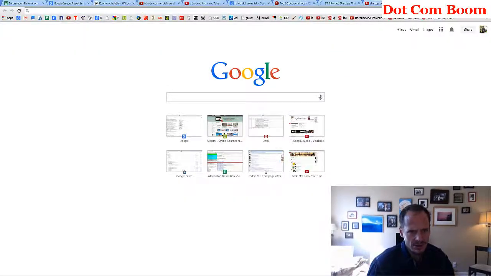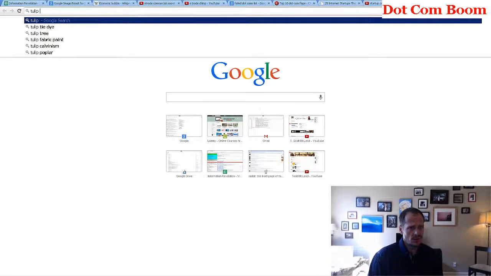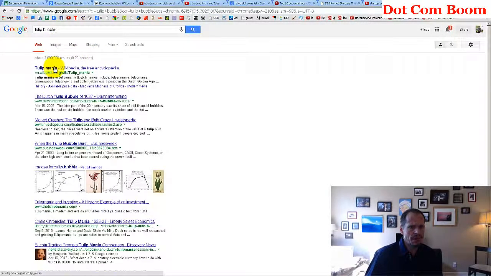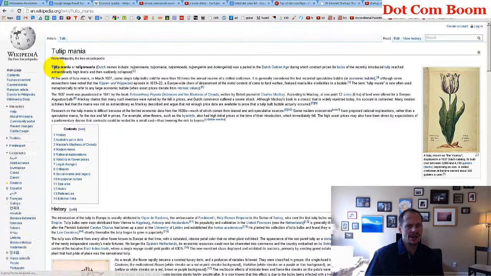If you just go to Google and type in Tulip Bubble, Tulip Mania, here's another Wikipedia page. In the 1600s, people in the Netherlands went crazy for tulips, and tulips became highly overvalued. The way a market bubble works is like one guy says, man, tulips are crazy. They're selling for $2 a tulip now. So I bought a bunch, and the next day they were selling for $4 a tulip, and I doubled my money. And he tells a friend that.